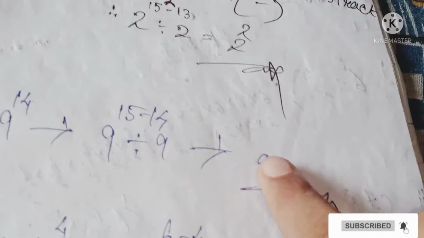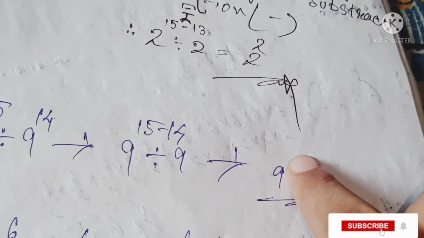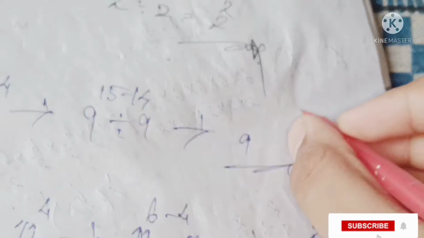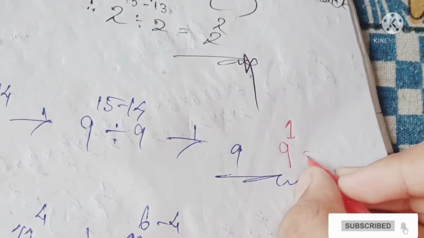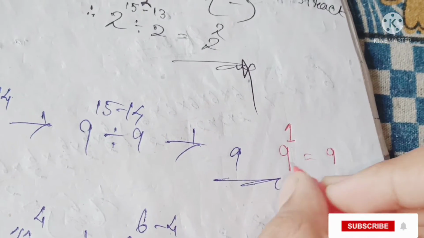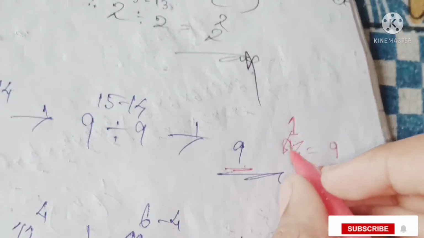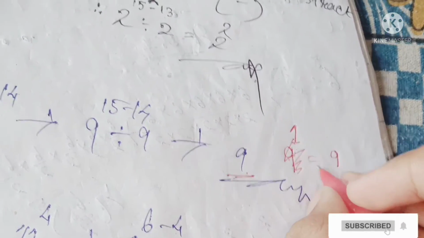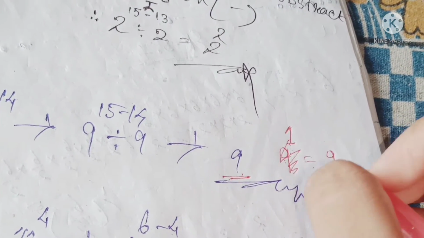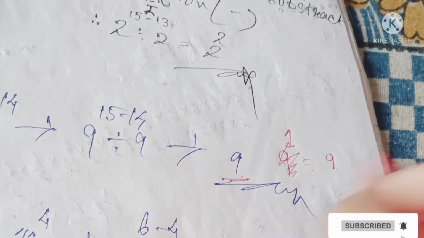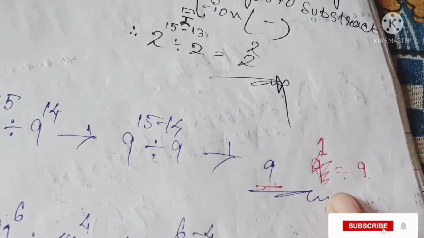Please do not write the power of 1, because the power of 1 doesn't add anything. If you write 9 to the power 1, the result will also be 9. Do not write 9 to the power 1, because I have shown you that it is equal to 9, because 9 into 1 means 9, something multiplied by 1 is itself. So the result will be 9. Instead of 9 to the power 1, write only 9.